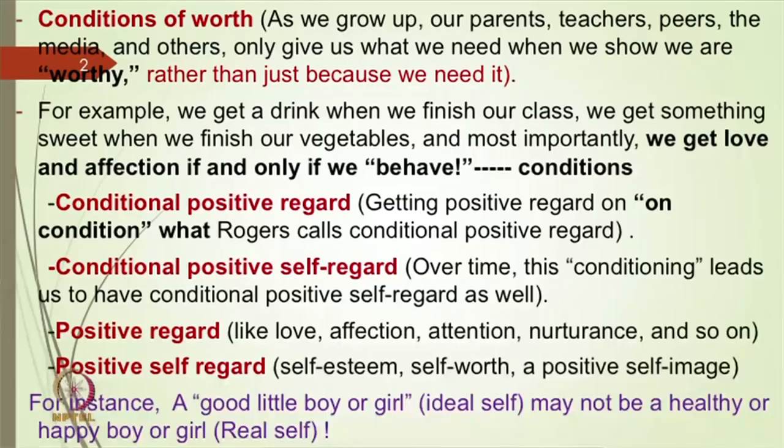And if it is so, then we will be getting conditional positive regard. So if we are doing as per these conditions of worth, then we will be getting positive regard. Getting positive regard on condition is what Rogers calls conditional positive regard. Conditional positive self-regard is connected with conditional positive regard. If we have conditional positive regard, then only we would be having conditional positive self-regard. Over time, this conditioning leads us to have conditional positive self-regard as well.